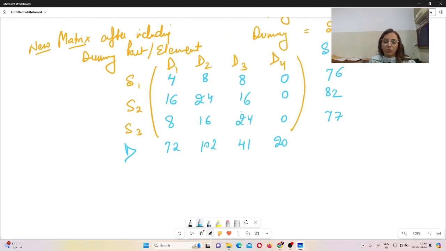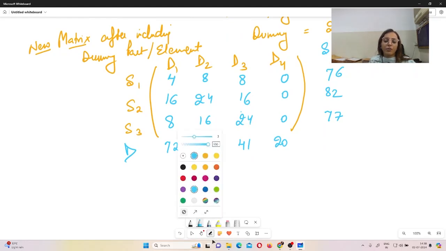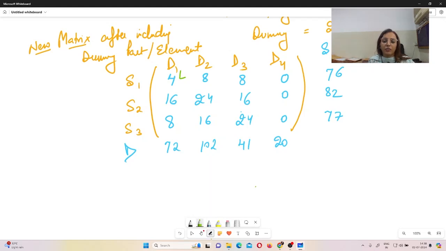Now apply the northwest corner method. Basically what we do in the northwest corner is give the quantity as much as you can, but starting from the north side. The north side is the extreme left corner, that is D1 to S1. How much quantity can we give over here? The demand required by D1 is 72 units, but S1 can supply 76. So the lower of the supply and demand is 72. Write the quantity allocation as 72.